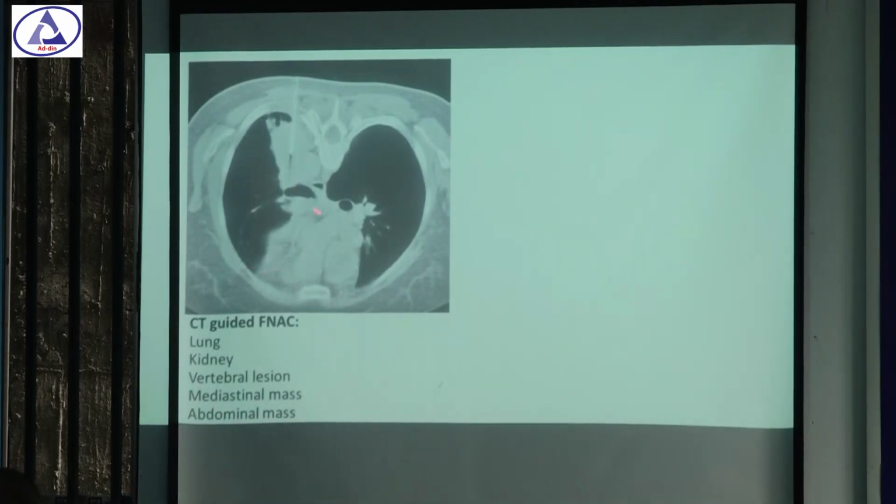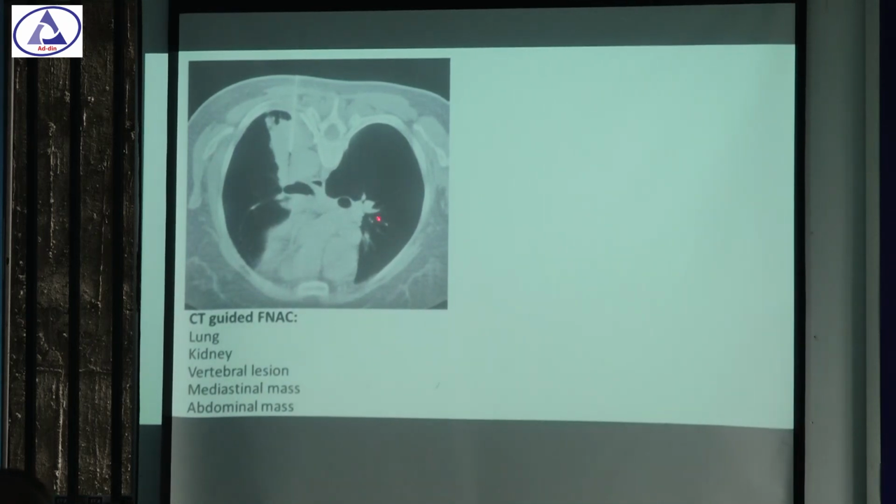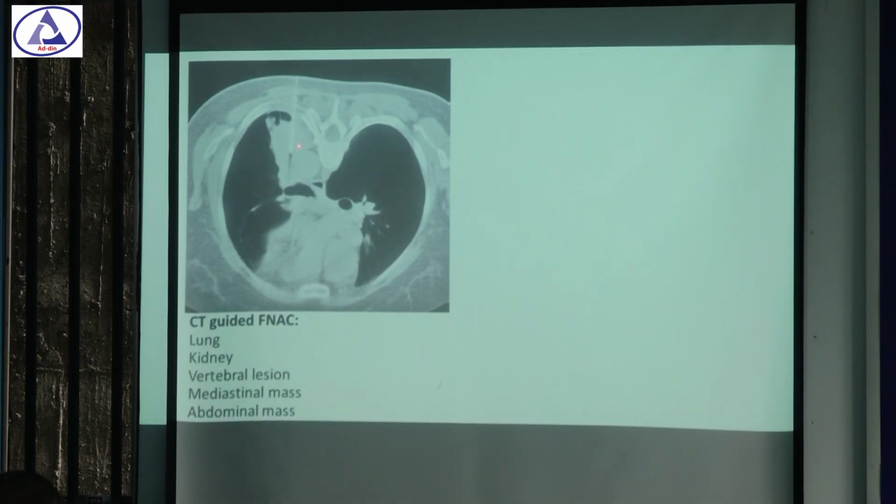CT guided FNAC is done for lung, kidney, any vertebral lesion, mediastinal mass, or any abdominal mass. You can see this is a CT scan of a patient with a lung mass, and this is the needle that is being inserted into the lesion.